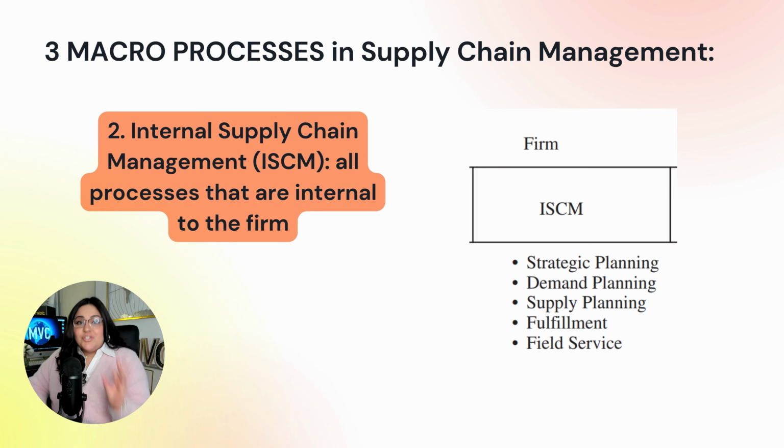Up next, we have Internal Supply Chain Management, or ISCM. These are all the internal processes within the firm. So the ISCM macro processes aim to fulfill demand generated by the CRM process in a timely manner and at the lowest possible cost. ISCM processes include the planning of internal production and storage capacity, preparation of demand and supply plans, and fulfillment of the actual orders.